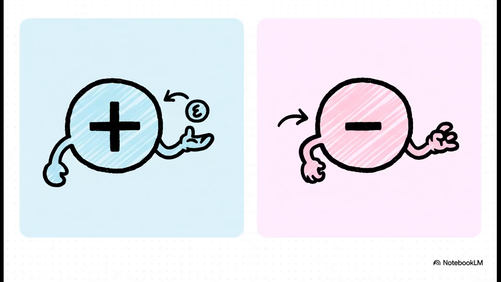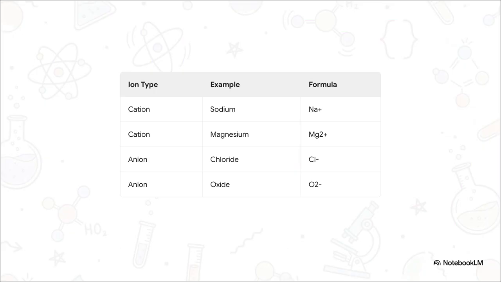And really, it all comes down to two types of ions. You've got your cations. I want you to think of these guys as the givers. They give away their negatively charged electrons, and because they've lost a negative, they become positive. Then you have the anions. They are the takers. They accept those electrons, and by gaining a negative, they become negative. Givers are positive, takers are negative. That's the deal.